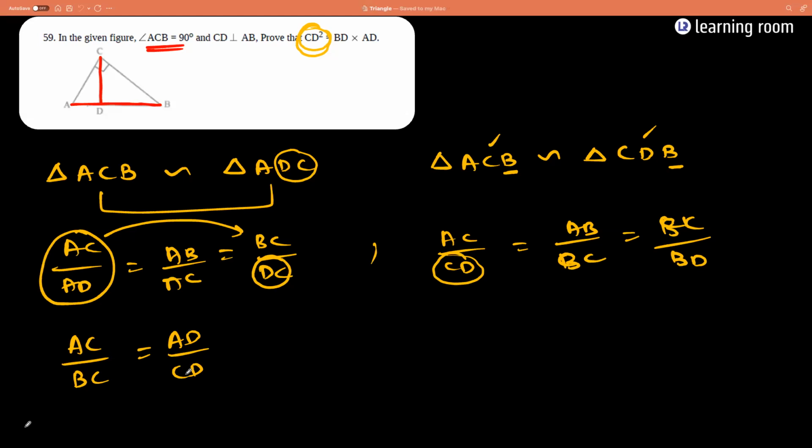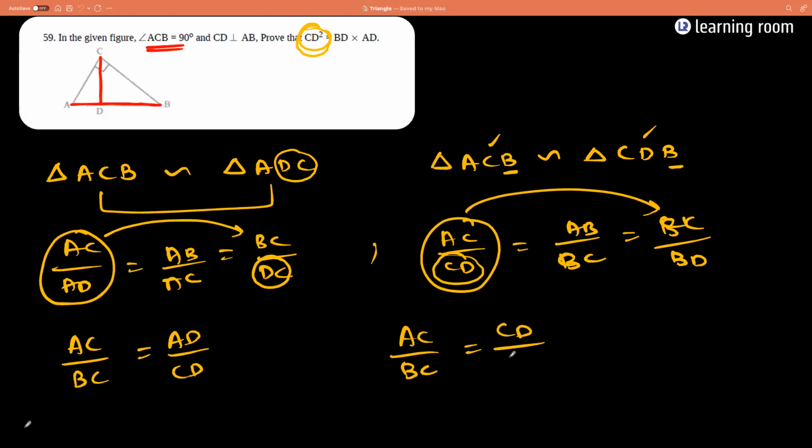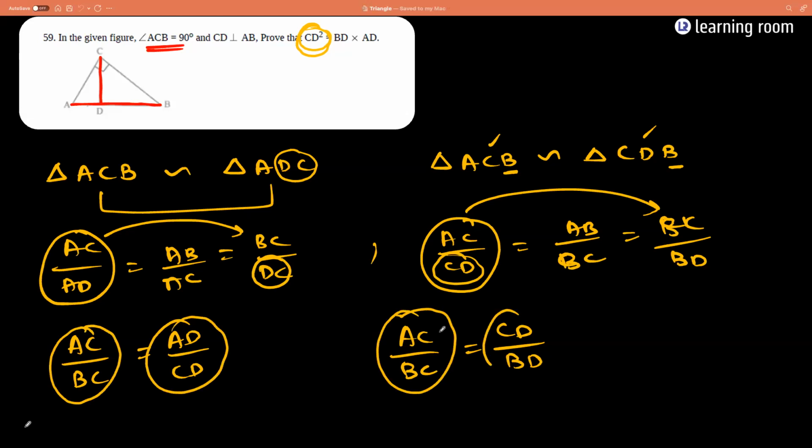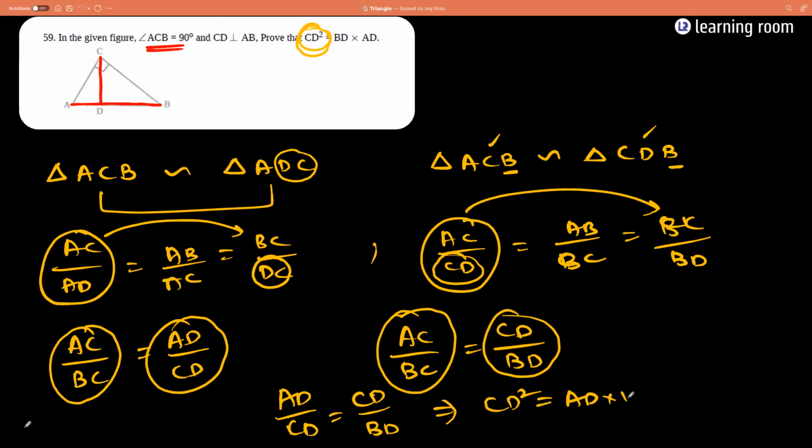Accepted? Very clear. Similarly, I am taking this part and this part. I will write AC by BC is equal to CD by BD. So AC by BC, AC by BC, so left hand sides are equal. So AD by CD will be equal to CD by BD. When you cross multiply, you will get CD square is equal to AD into BD. Are you getting it?